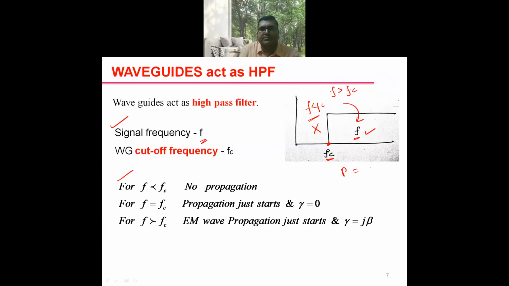The propagation constant gamma is equal to alpha plus j beta. For f equal to fc, the propagation just starts and gamma equals 0, and for f greater than fc, the propagation of electromagnetic wave takes place and gamma is equal to j beta.